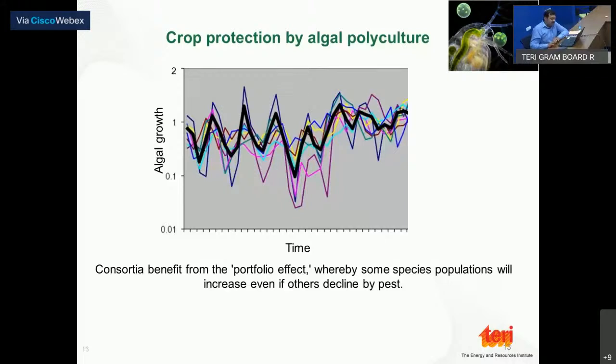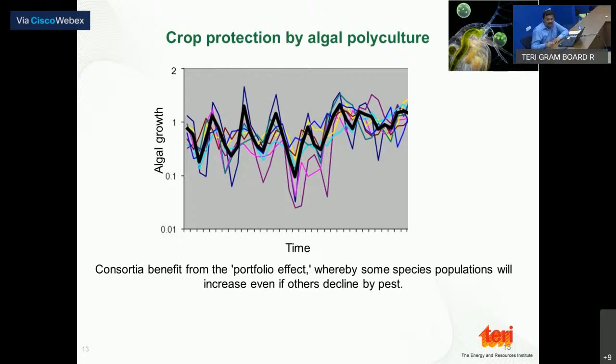And I'll be talking about the third thing, crop protection. Yes, you can benefit from growing polyculture, because if you grow multiple species and one insect or pest comes, they are specific to a particular alga, so the others can take over, just like the portfolio effect when you're investing money in the share market.